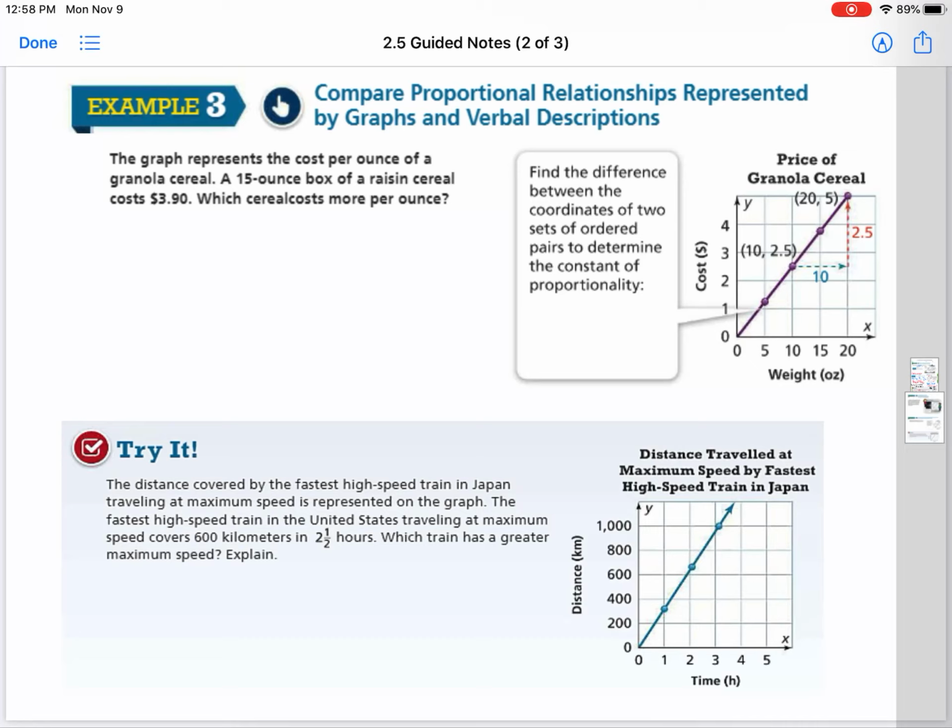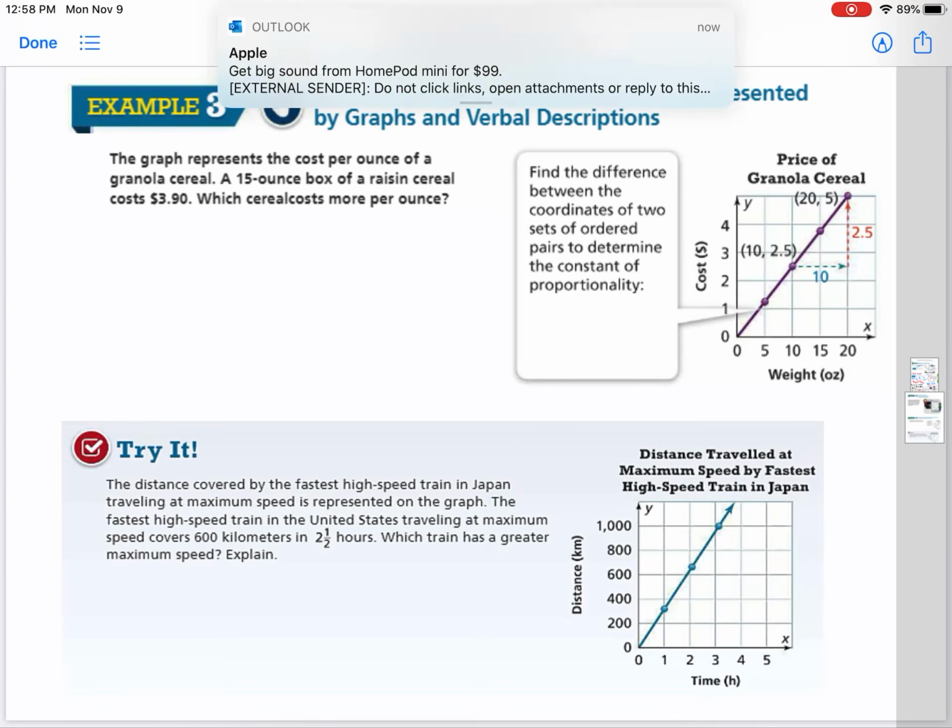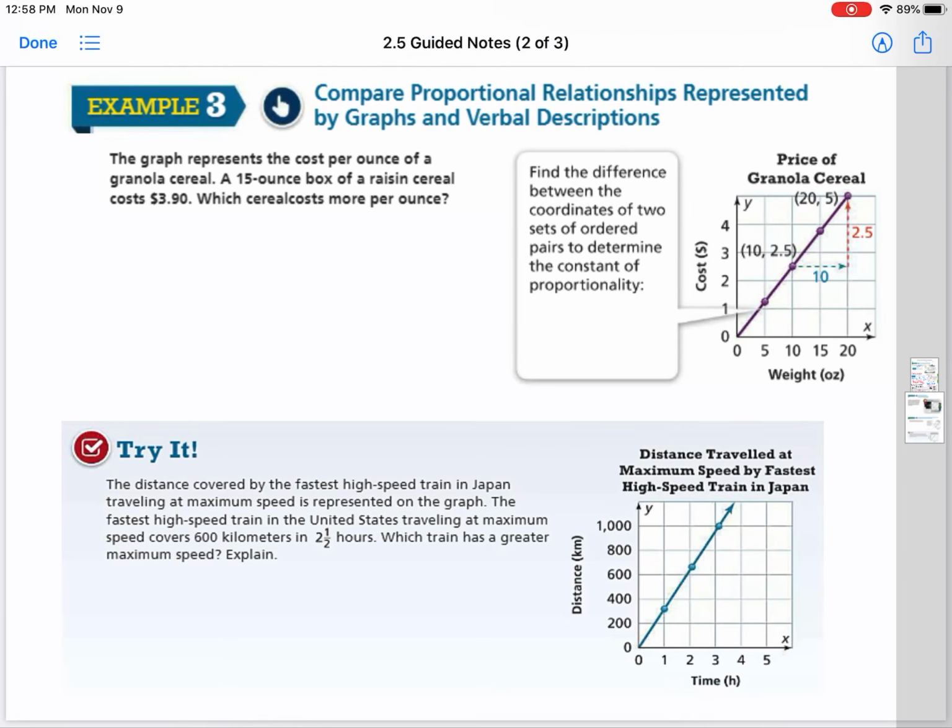So here we have a verbal description, meaning more of like a word problem, comparing it to a graph. So these are the two things we're going to compare this time. So here's our situation. We have a graph, and it represents the cost per ounce of a granola cereal. That's what the graph is over to the right. Here's what else we know. We know a 15-ounce box of raisin cereal cost $3.90. So we're comparing a granola cereal and a raisin cereal.